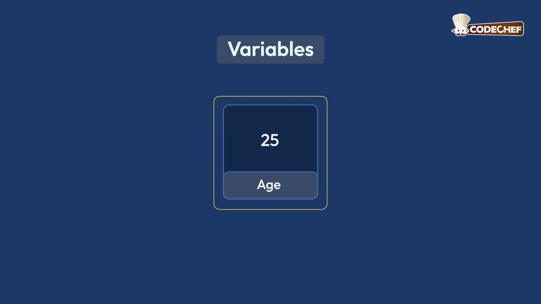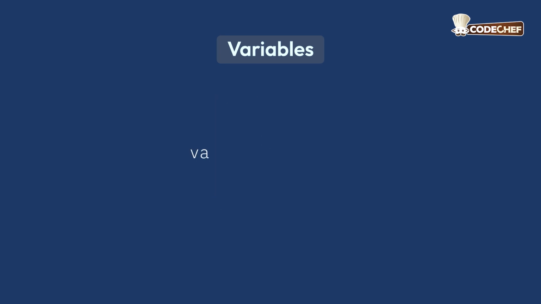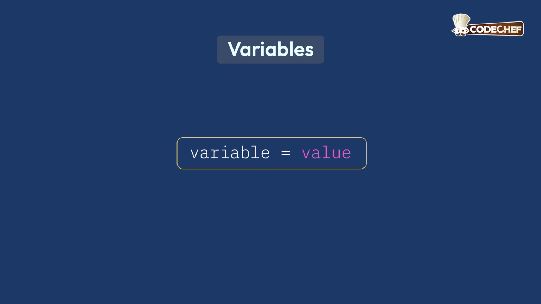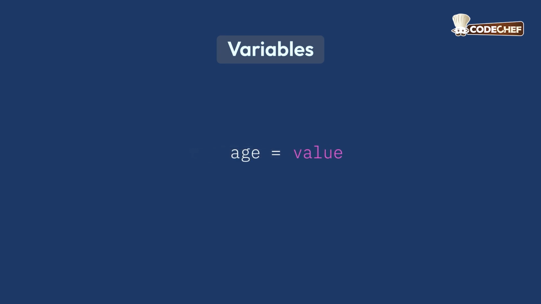In Python, this can be written like this: variable equal to the value. The part on the left of the equal to sign is the variable and on the right is the value or the data. The variable stores the value written on the right. As per our example, age is a variable and the value I want to store in it is 25.